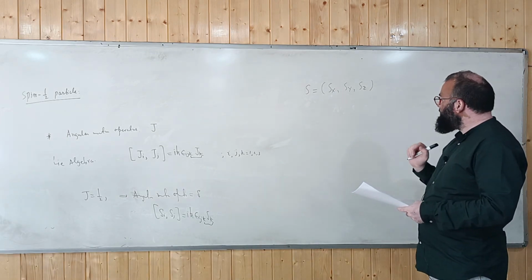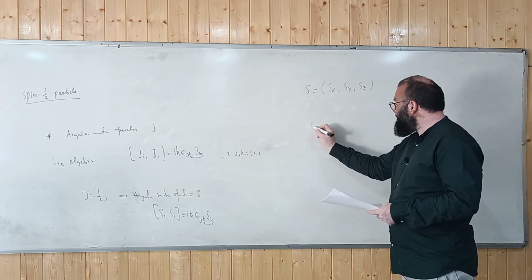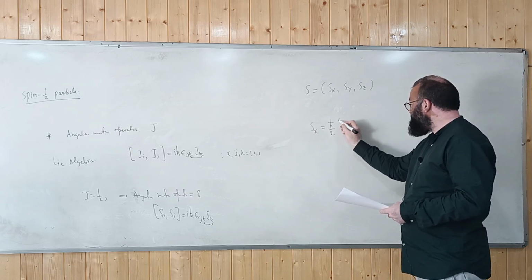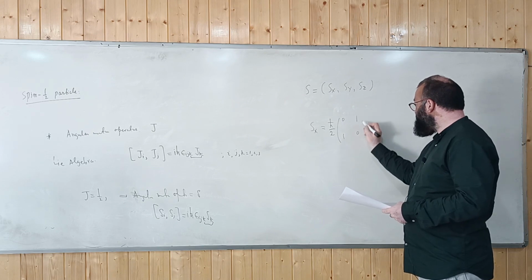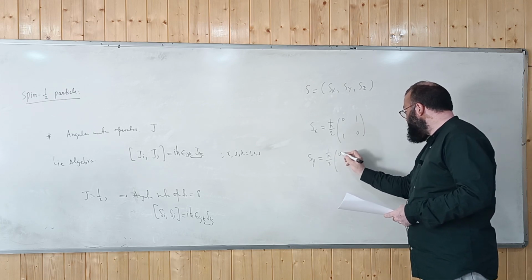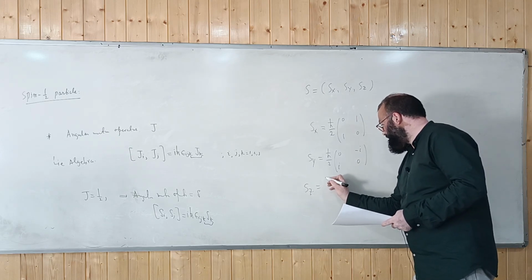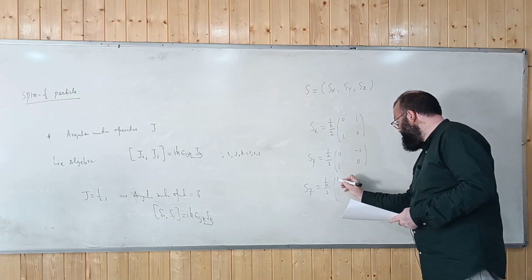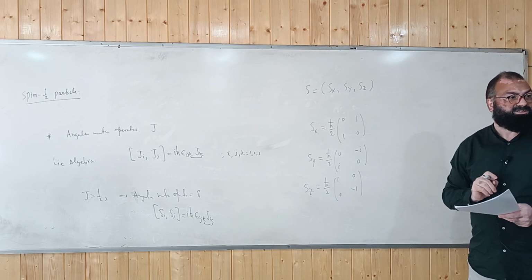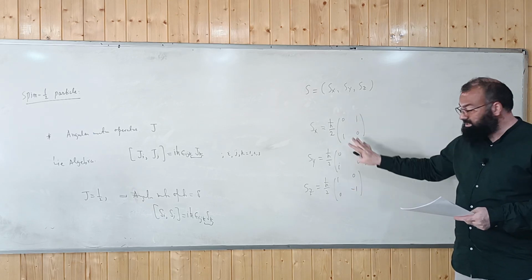The matrix representation is like this. I can write Sx, for a spin half particle, as h cross by 2 times the matrix 0, 1, 1, 0. And Sy I can write as, can anybody give me an idea how to write it? How to calculate these matrix elements? Sz is 1, 0, 0, minus 1. So these are the matrix representations of these S operators for a spin half particle.